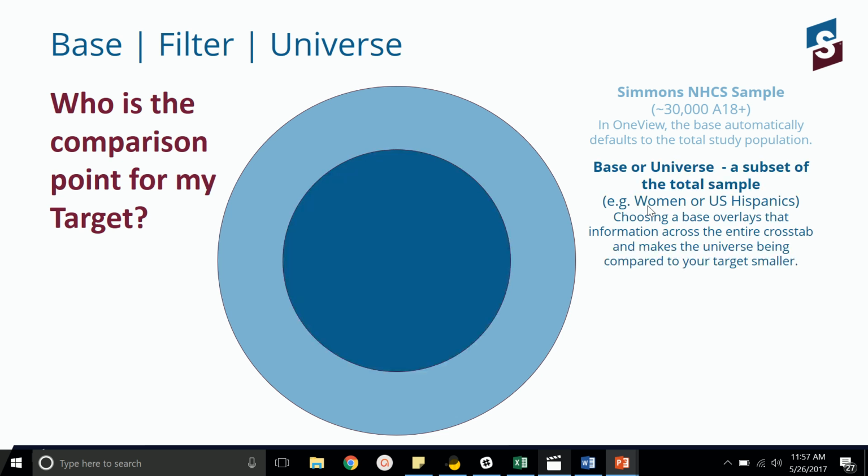This dark blue circle represents what happens when you apply a base. By choosing a Simmons variable as your filter, the base overlays that information across the entire crosstab and makes your comparison point smaller.